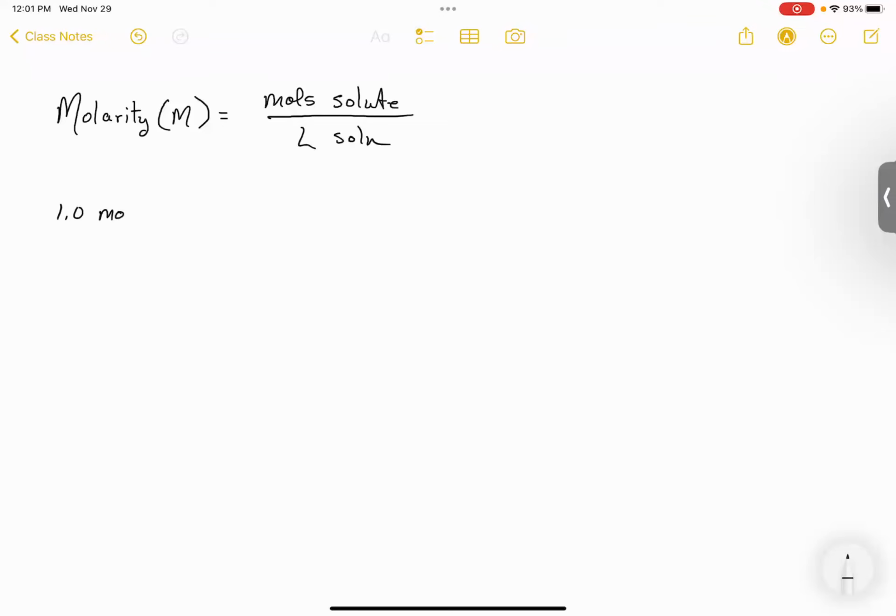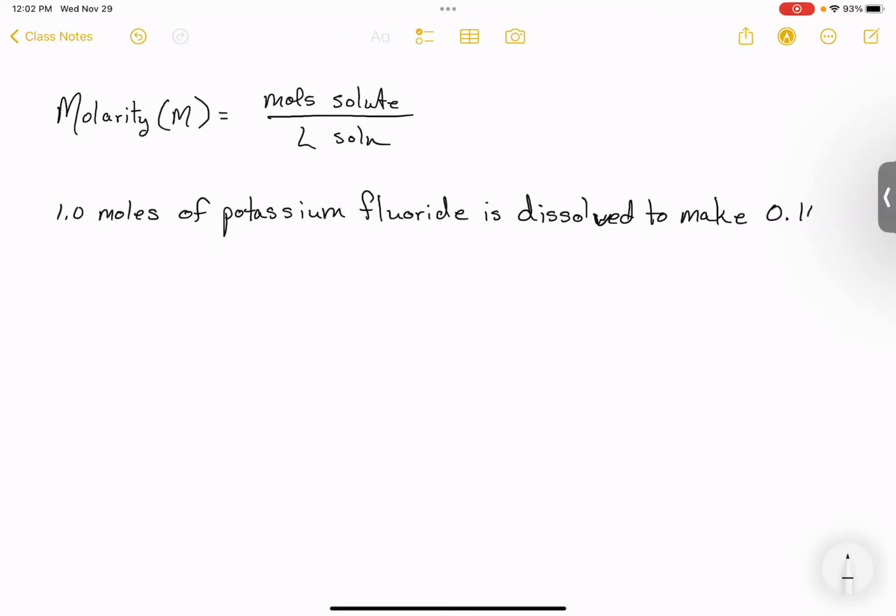1.0 moles of potassium fluoride is dissolved to make 0.10 liters of solution. What is the molarity of the solution?